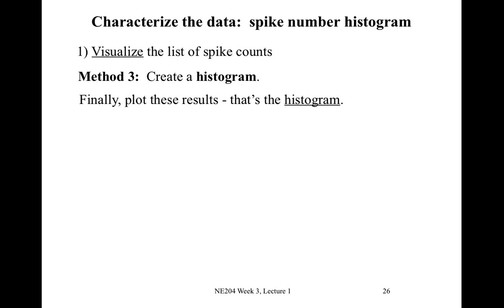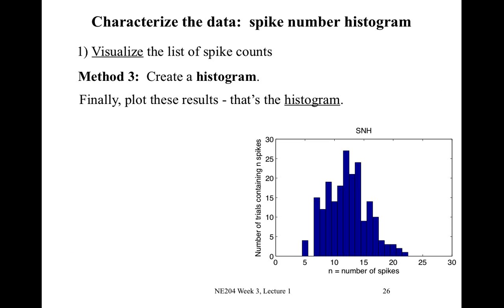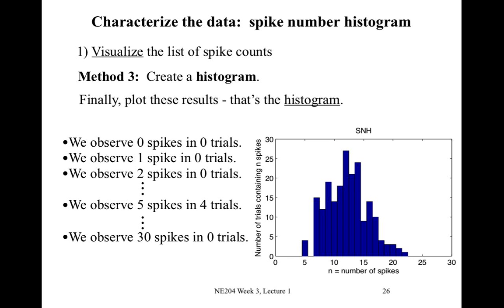Okay. So finally, we can plot the results of this questioning of the data, and that's the histogram. So here again is the histogram. Note the axes: the number of trials that contain N spikes on the vertical axis, and then the number of spikes, little n, on the horizontal axis. And we can compare this histogram to our questioning of the data. We observe 0 spikes in 0 trials. So if we look at 0 spikes, which is shown on the horizontal axis, how many trials contain 0 spikes?